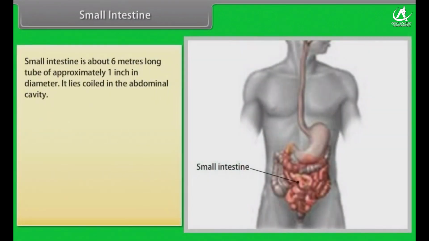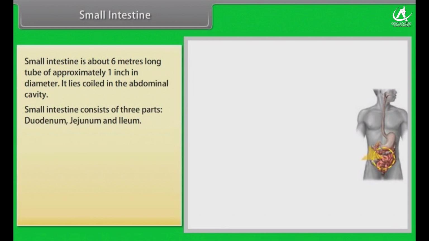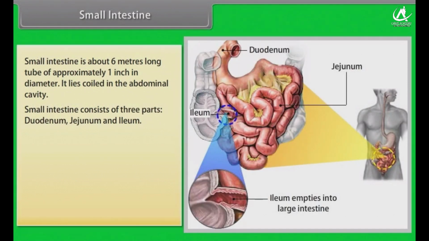Small intestine. The small intestine is about 6 meters long, a tube approximately 1 inch in diameter. It lies coiled in the abdominal cavity. The small intestine consists of 3 parts: duodenum, jejunum and ileum.